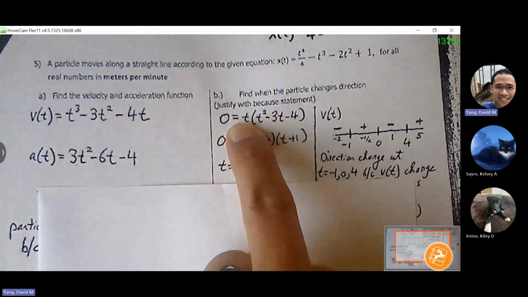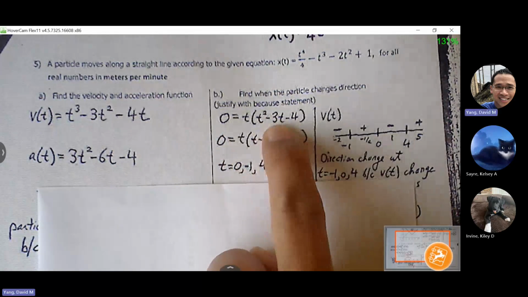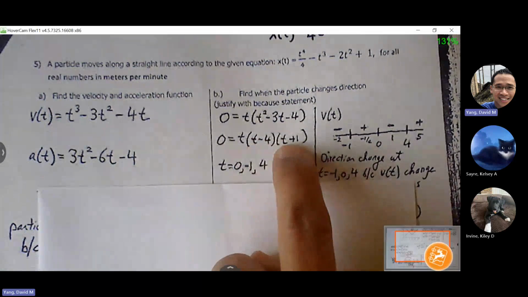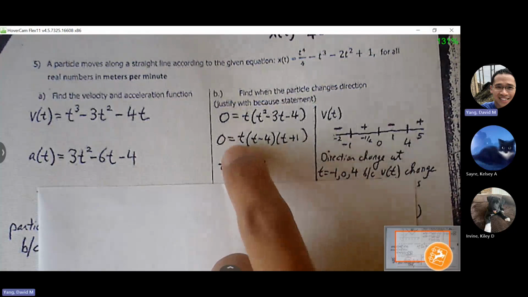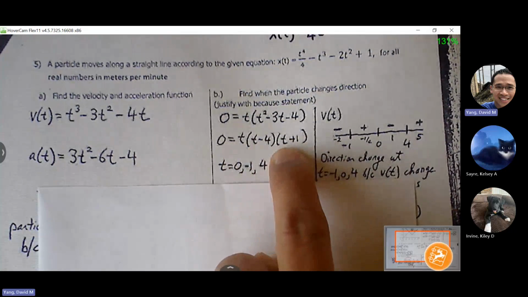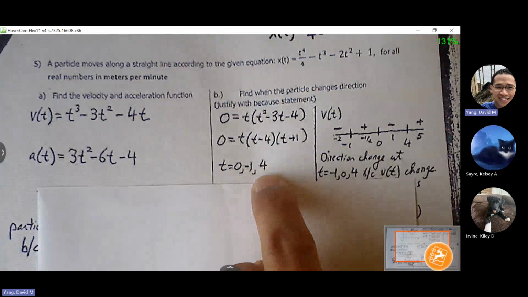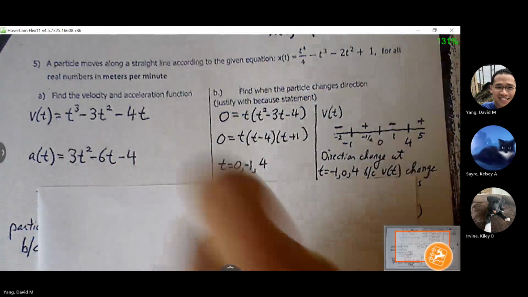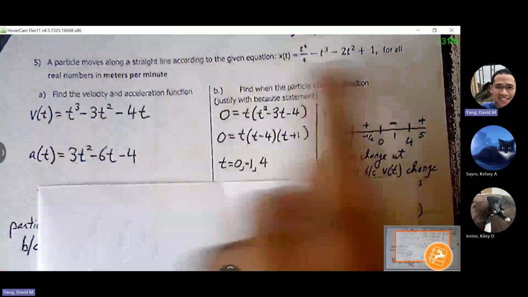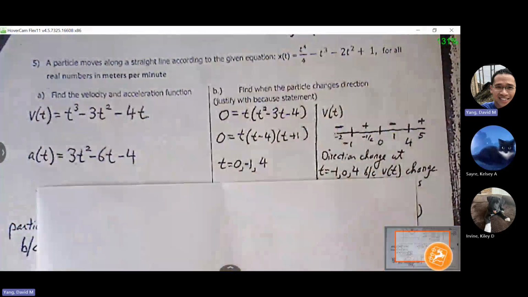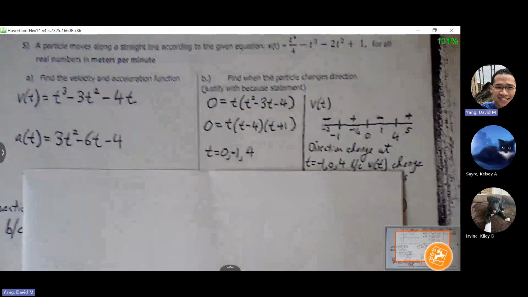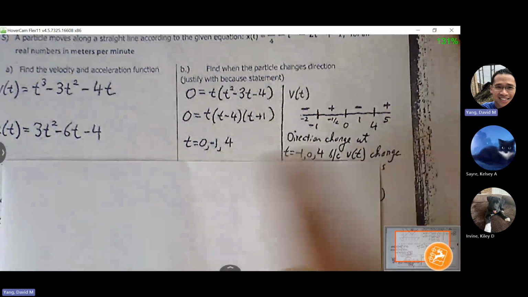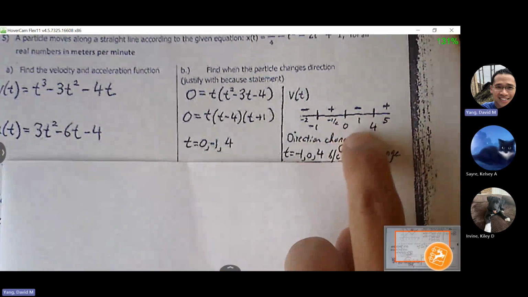I factor the t out, and I continue factoring, multiplies to be -4, adds to be -3. I have -4 and +1. t minus 4, t plus 1. Now, if you look, I have 3 t variables, so I'm expecting 3 t values. It says all real numbers over here, so all real numbers tells us that we're going to include negatives as part of our domain. So on your number line, you're going to place -1, 0, and 4.